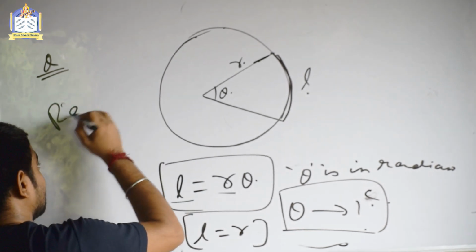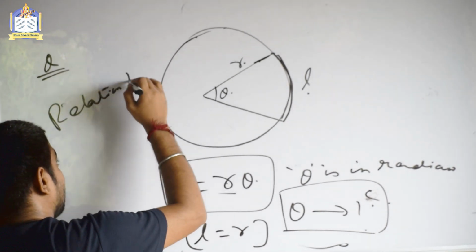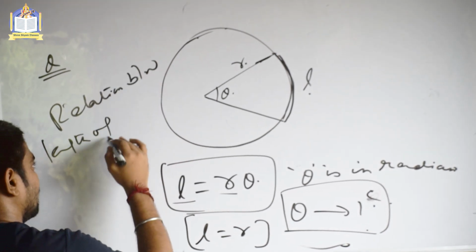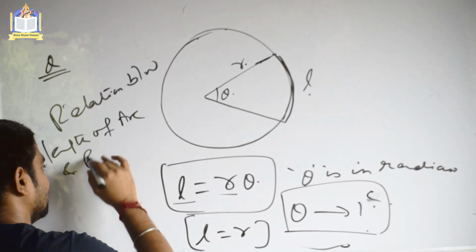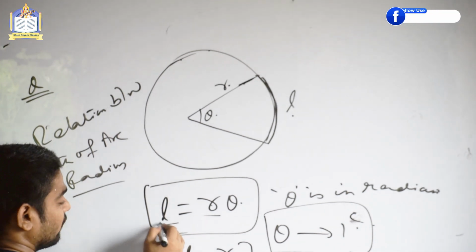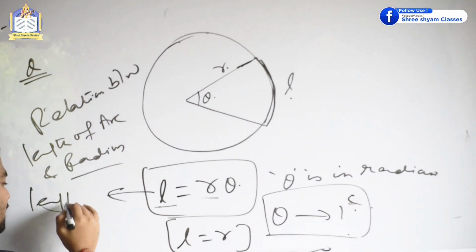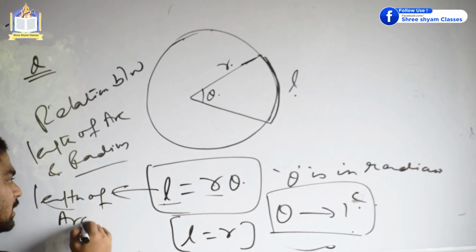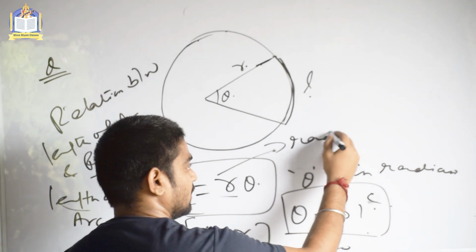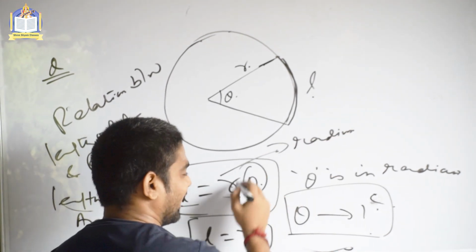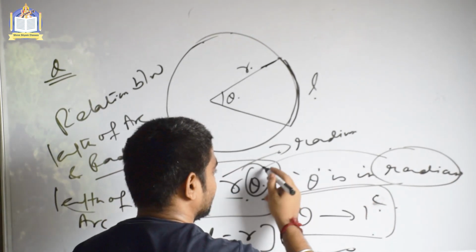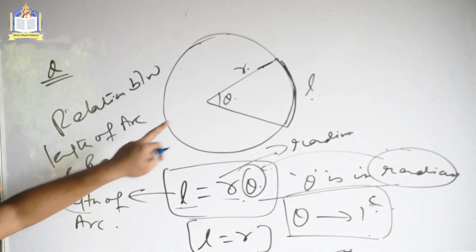L equals r theta. Here L is the length of arc, r is the radius, and theta is the angle. This is in radian. A very important concept is that theta here is in radian, not in degree. Hope it's clear. L equals r theta.